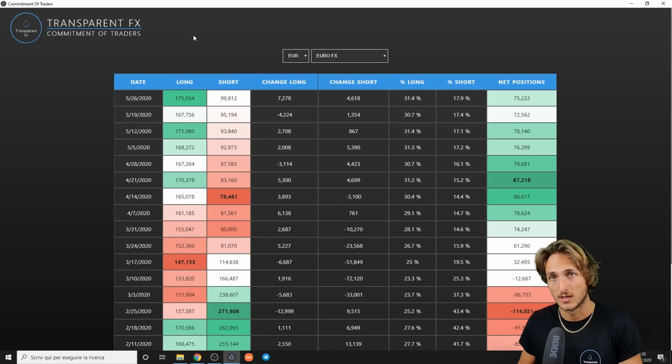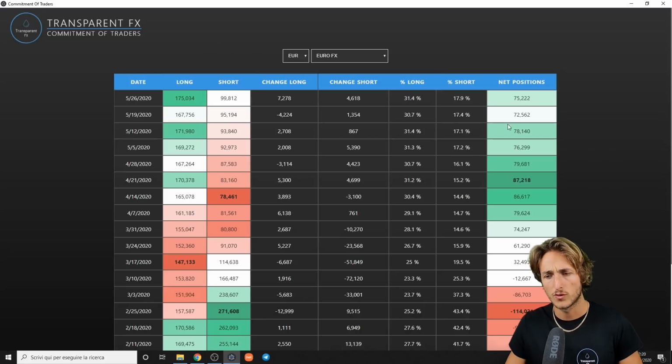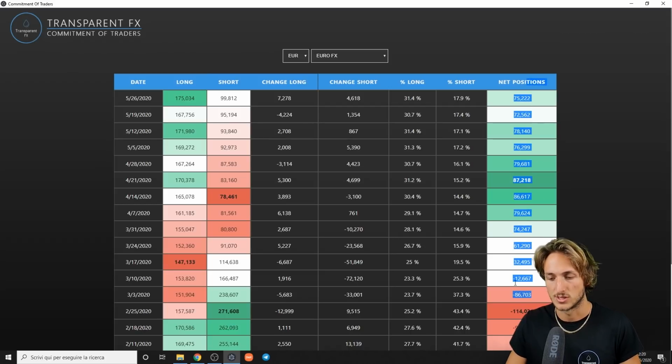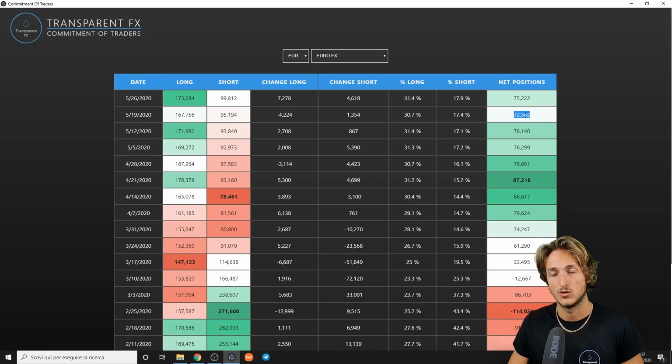And if you're able to read the way in which they're positioned in the market, you're able to gain an edge over your competitors in the market. So from a euro point of view, what did we have? We had net positions that went from minus 114k all the way up to 72k. This is the new report. So from minus 114k all the way up to plus 72k.